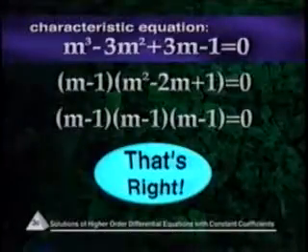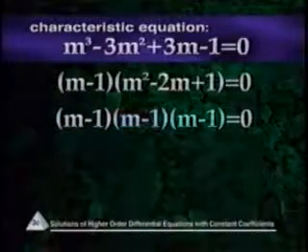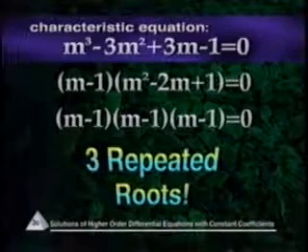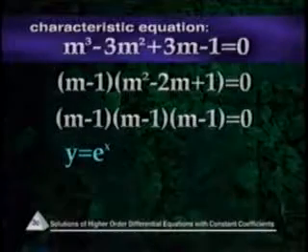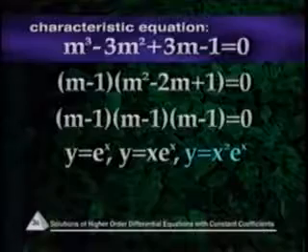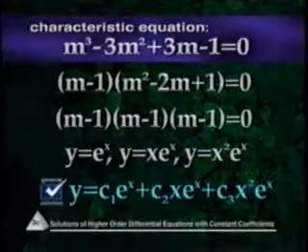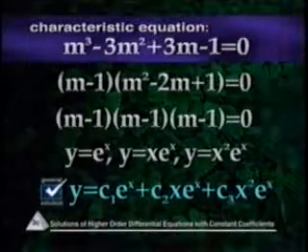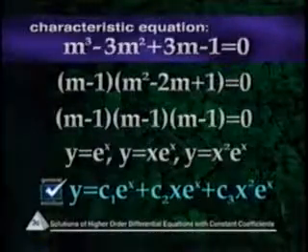That's right. We've got 3 roots. m equals 1, m equals 1, and m equals 1. Because we have 3 repeated roots, the linearly independent solutions of the differential equation are e to the x, x times e to the x, and x squared times e to the x. So, the general solution is y equals c1 times e to the x plus c2 times x times e to the x plus c3 times x squared times e to the x.